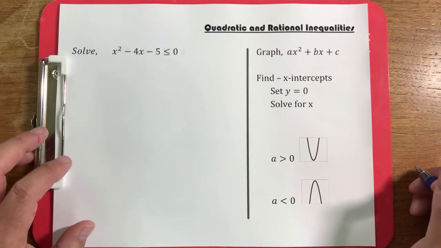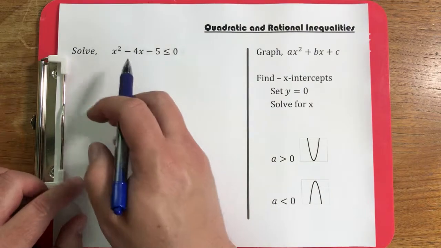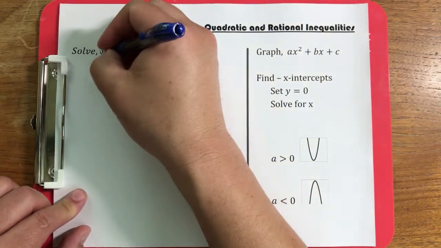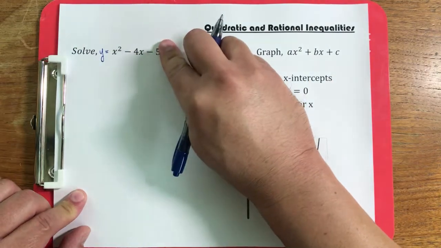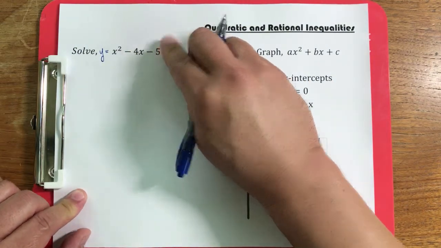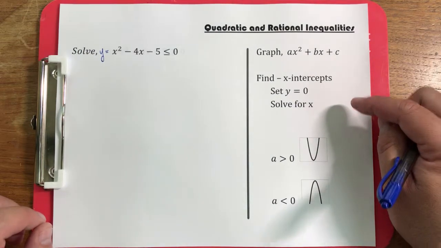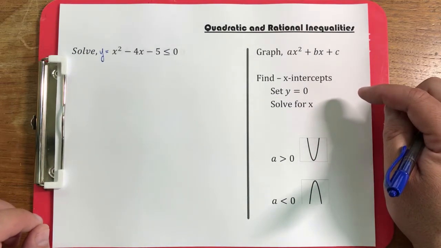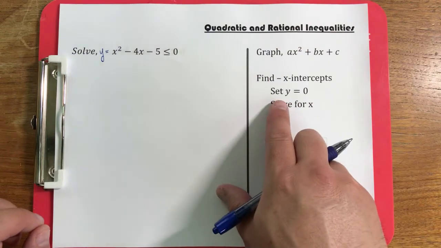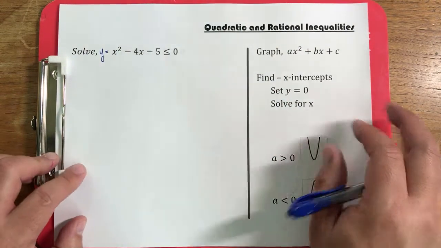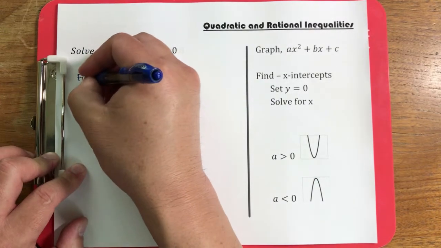Now, the first thing we want to do is learn how to graph this quadratic. We can think of this quadratic as y equal to this whole big thing right here. The first thing we want to do is find the x-intercepts. Sometimes people call it finding the zeros. The reason is that you set y equal to 0 and then you solve for x. So let's find the zeros.